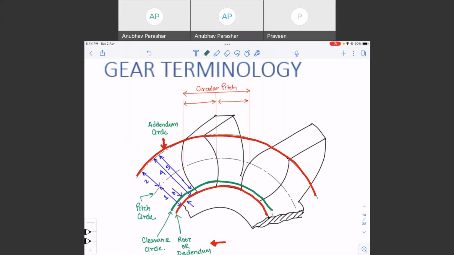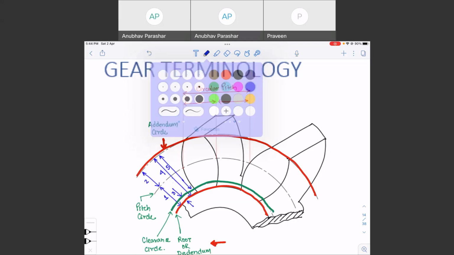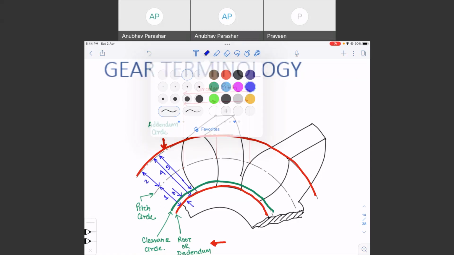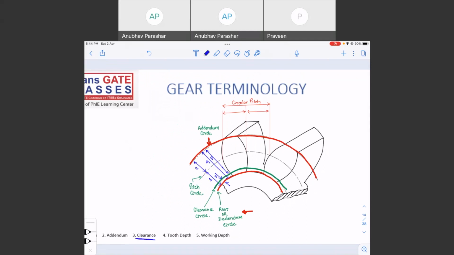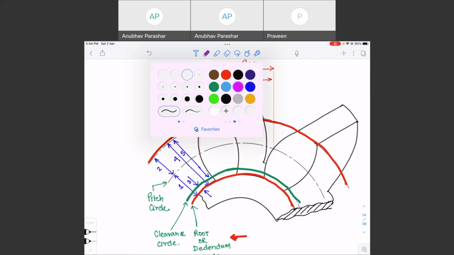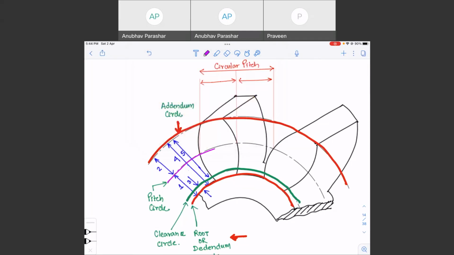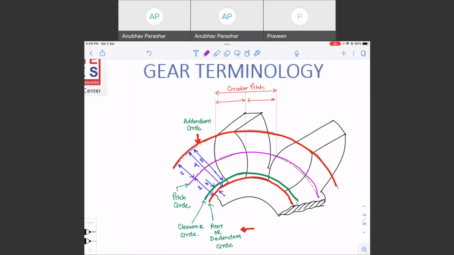The gap between the root circle or the dedendum circle and the clearance circle is marked by 0.3 times the module. I think I have written it here. Yes, it is clearance. And the circle in the middle is the pitch circle. So this terminology is something important.